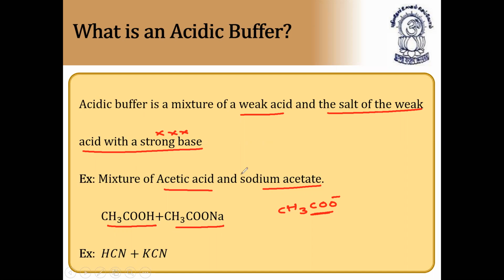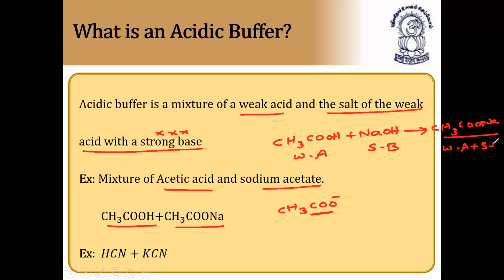How is this sodium acetate formed? When acetic acid is combined with sodium hydroxide. Sodium hydroxide is a strong base and acetic acid is a weak acid. So the weak acid and strong base combination gives you a salt. What is the salt name? CH3COONa, that is sodium acetate. So this salt consists of a combination of weak acid plus strong base. That's why an acidic buffer is a mixture of a weak acid and the salt of the weak acid with a strong base. This is called an acidic buffer.